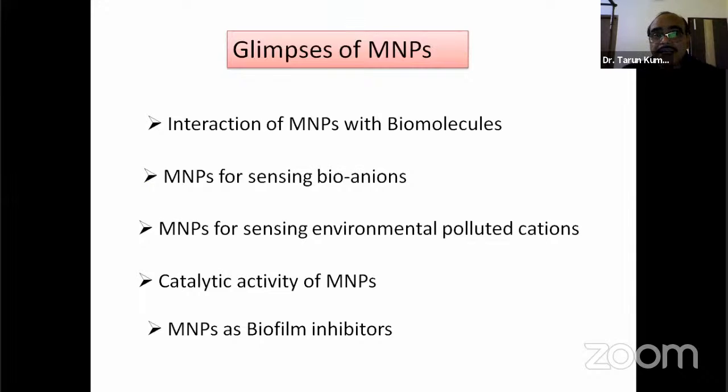So metal nanoparticles, if we just confine our attention to metal nanoparticles, we can find metal nanoparticles that can interact with biomolecules, that can be used as bioanions. That actually in my research group has been done: metal nanoparticles for sensing environmental polluted cations, catalytic activity, and biophil inhibitors.